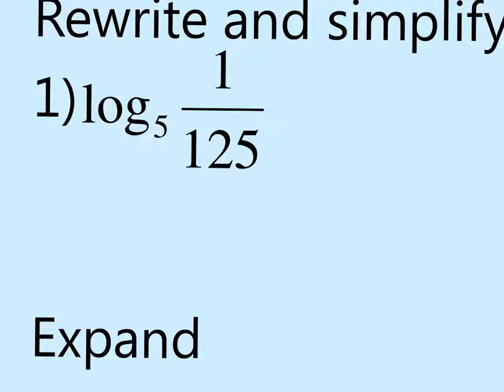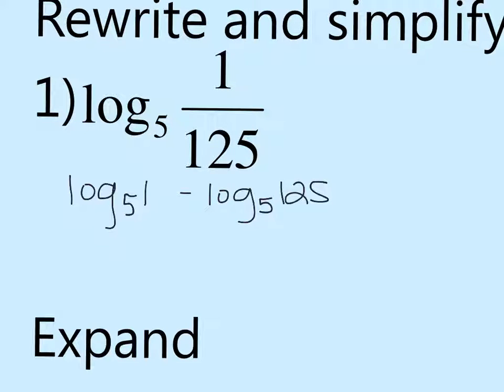It might say expand and simplify, something like that. So you would rewrite this as log base 5 of 1 minus log base 5 of 125. So you're expanding it, the minus because of the subtraction, because of the division. And then 5 to what power would give you 1? 0. 5 to what power would give you 125? 3, and I still get -3.